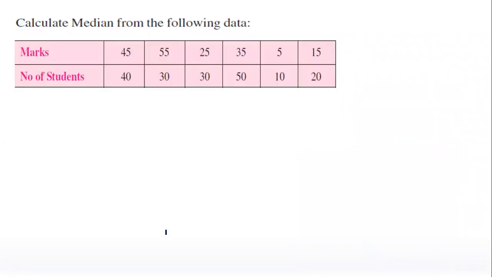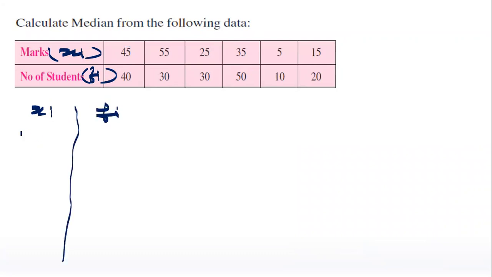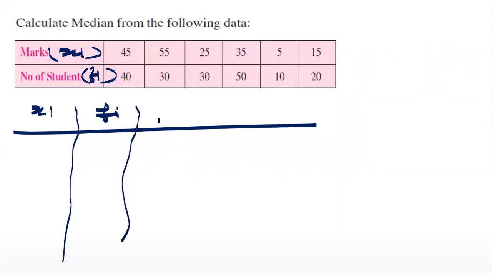Let's take one more example. Calculate the median of the following data. This is xi and this is fi. What will I do? First of all, we will arrange them in ascending order, xi and fi, and then we will make the cumulative frequency, that is C.